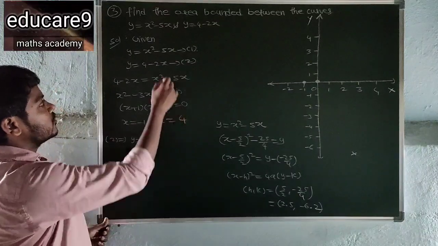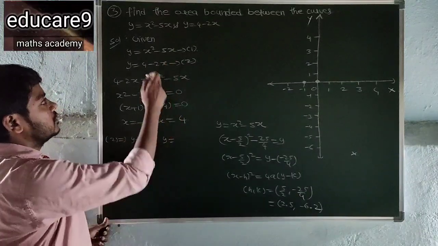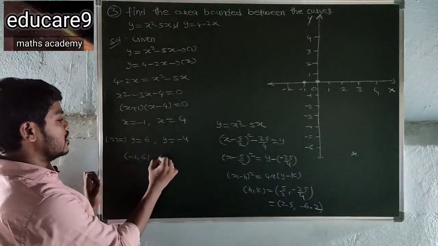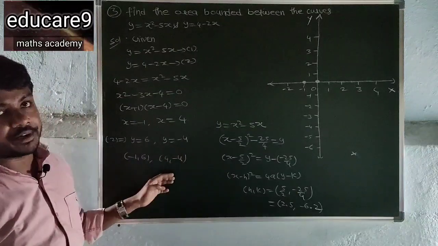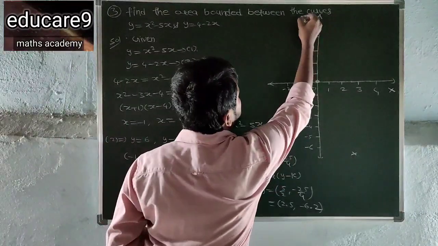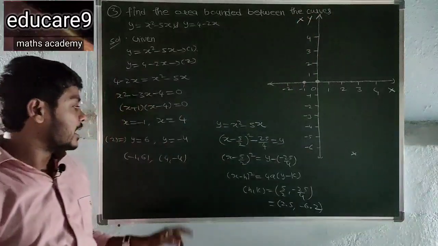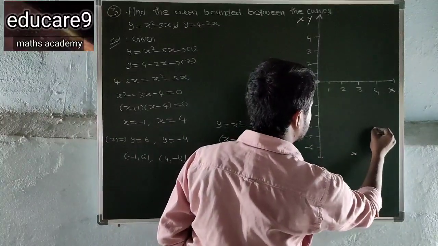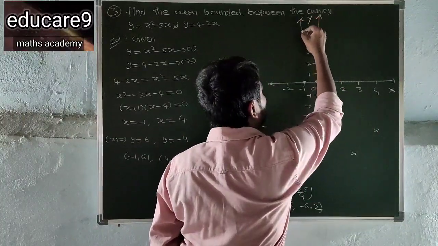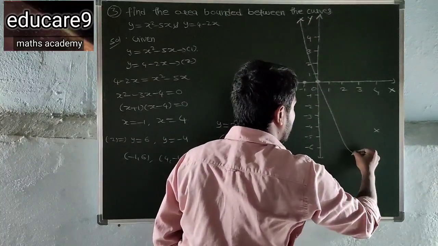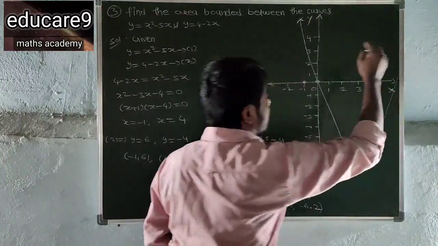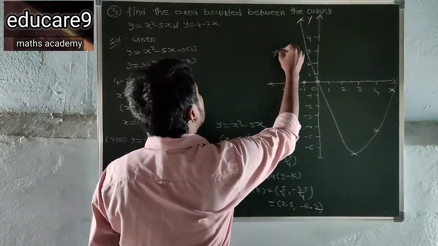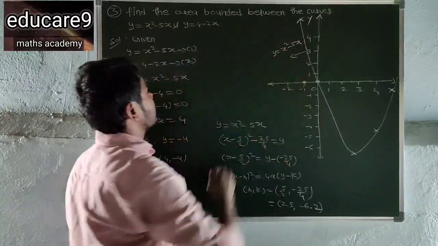Next, if x is equal to 4, what is the y value? 4 minus 8, minus 4. Therefore minus 1 comma 6, 4 comma minus 4. These two are the points of intersection. So minus 1 comma 6, this point, and 4 comma minus 4. Now draw the graph using these points. So this is the graph of which one? Y is equal to x square minus 5x.